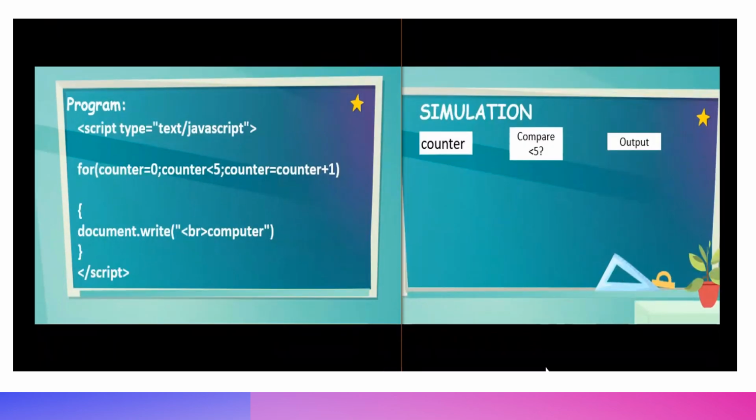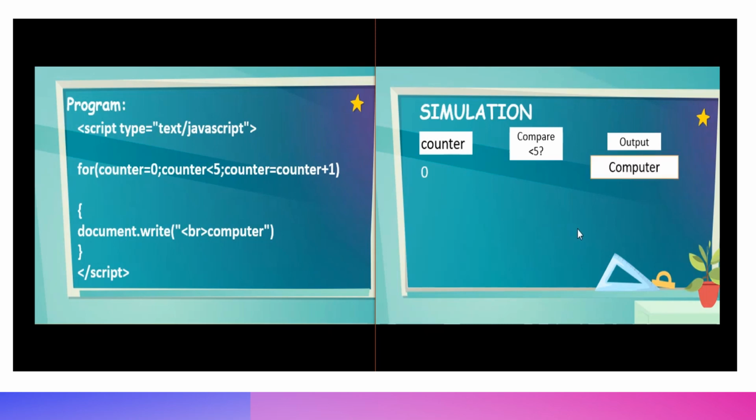Let us do a program simulation of the JavaScript code that we have created for the problem a while ago. So we have here counter is equal to 0, and that's the initial value of the counter. Then we compare. Is counter less than 5? True. So therefore, this block of statements will be executed, which is to display the word computer. And notice it has BR so that the next time it will display the word computer, it will go to the next line. Then do the incrementation.